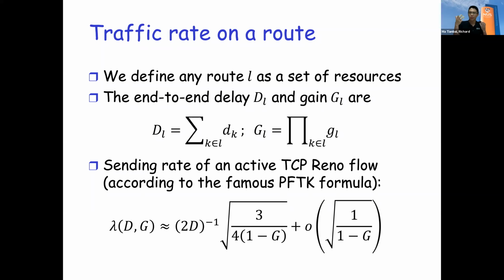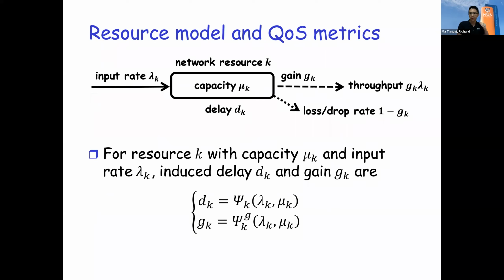So one minus that percentage is the loss rate. And the throughput is simply this gain factor multiplied by the input rate. Okay, so that's the percentage of input that gets through. That's the throughput. Thanks. Okay, thanks for the question.